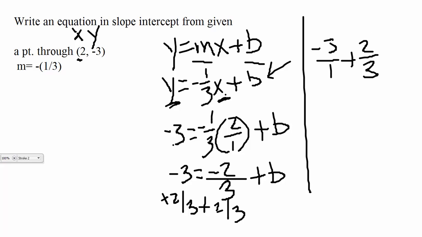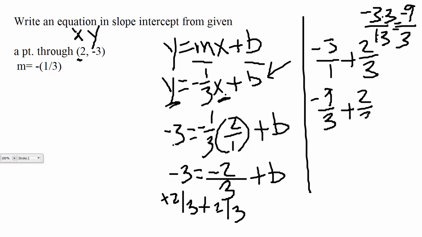Now, in order to do that, we do need common denominators. The common denominator of 1 and 3 is 3. So what I'm going to do real quickly here is convert this fraction. We know that 1 times 3 would give us 3. So I'm going to multiply by 3, top and bottom. -3 times 3 gives me -9 over 1 times 3 gives me that 3. So what I've done then is change -3 over 1 to -9/3. And I do this because we need common denominators in order to add fractions.